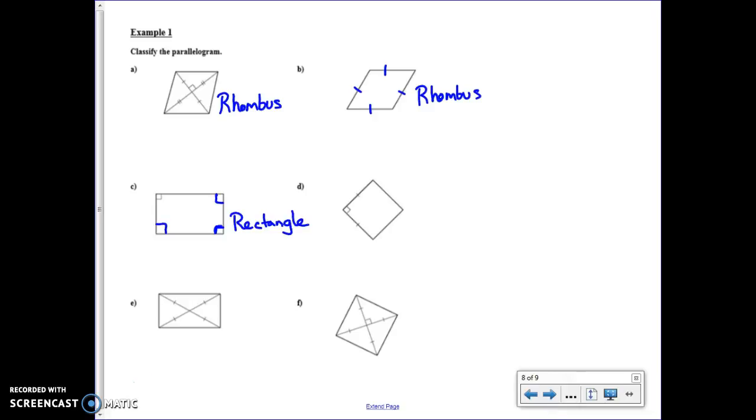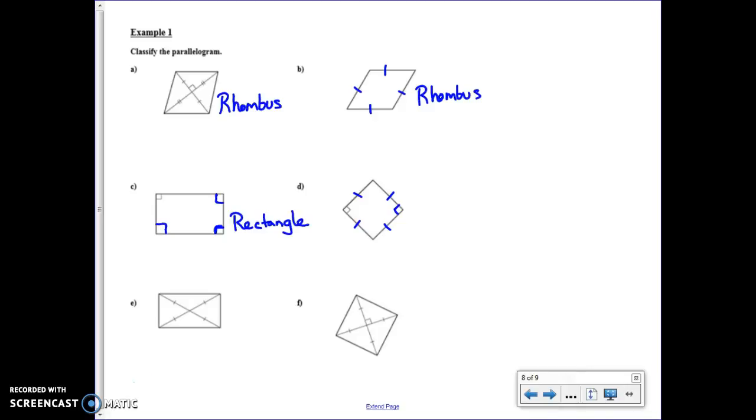All right, looking at letter D. Again, same properties we use for B. That tick mark tells me there's another tick mark over here. This tick mark tells me there's another tick mark over here. So I know I have a rhombus based on that, but then I also have this right angle, and that tells me there's a right angle over here.